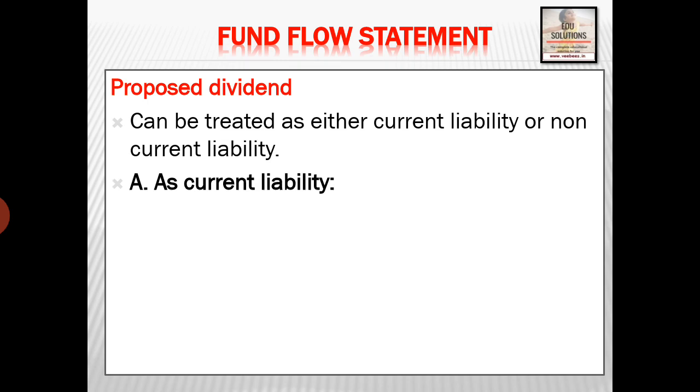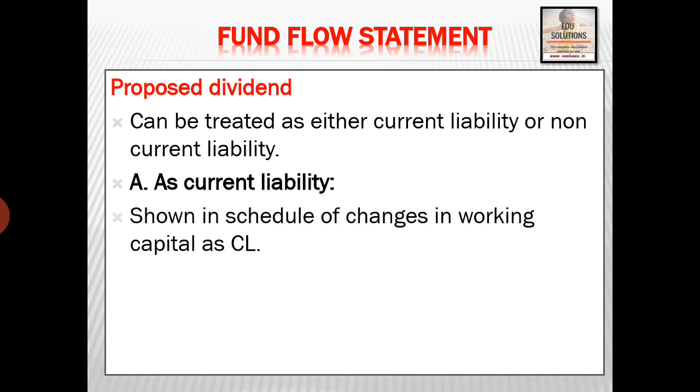Let us look how to treat it if it is taken as current liability. Then if proposed dividend is taken as current liability, it is shown in the schedule of changes in working capital as current liability. We know all the current liabilities and current assets are shown in the schedule of changes in working capital. Likewise, proposed dividend, if taken as current liability, is shown there. Then no other treatment is required, no further treatment is necessary.